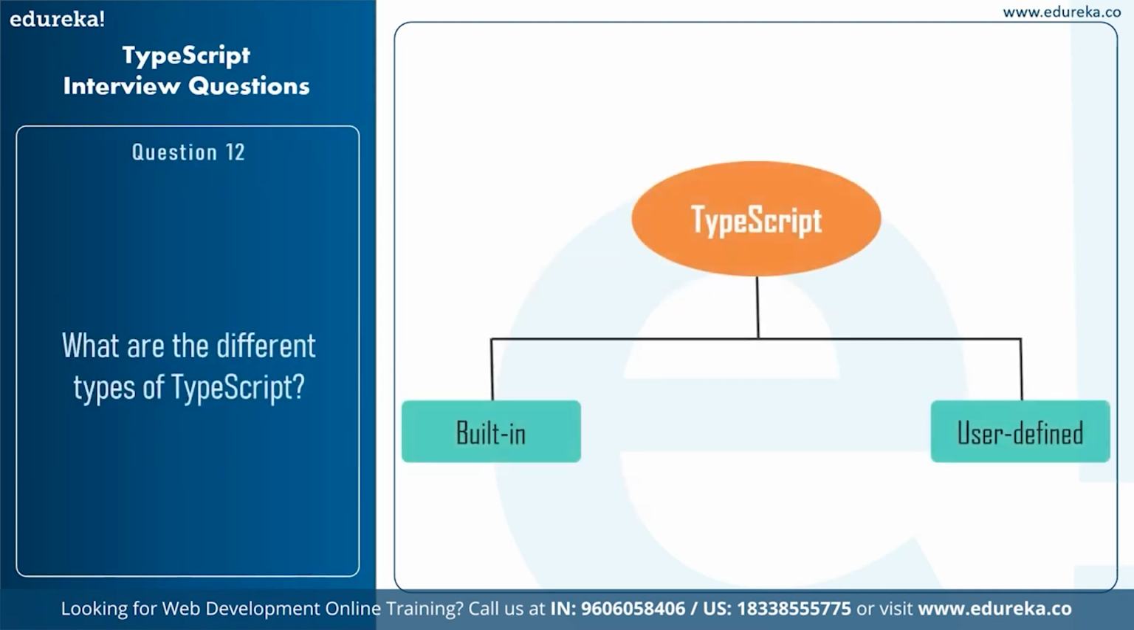Now the next question is, what are the different types of TypeScript? The type system represents the different types of values supported by the language. It checks the validity of the supplied values before they are stored or manipulated by the program. Now TypeScript types can be classified into two types. The first one is built-in and the second one is user-defined. The built-in types include number, string, boolean, void, null and undefined. Whereas the user-defined types include enumerations, classes, interfaces, arrays and tuples. So these are the two different types of TypeScript that we use commonly.